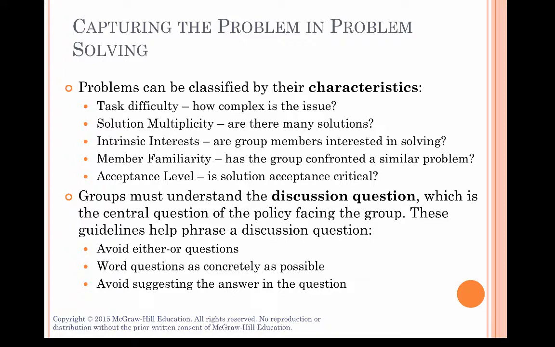First, don't write it as an either-or question. The only time that might be appropriate is if your group has already determined that there are only two possible solutions to the problem. Setting it up as an either-or leaves out all the other possible solutions.